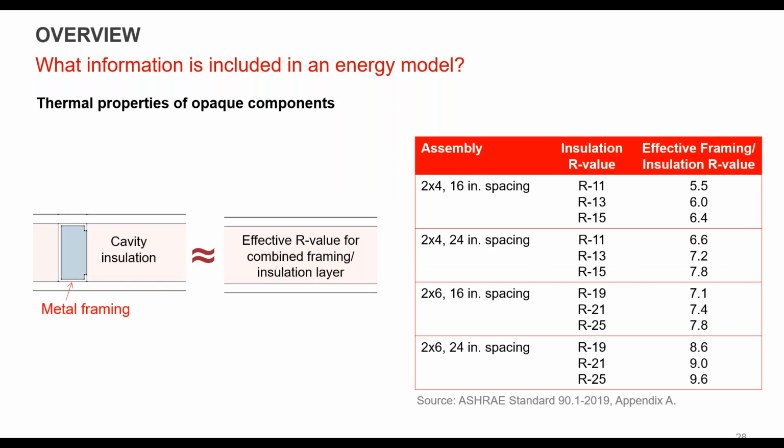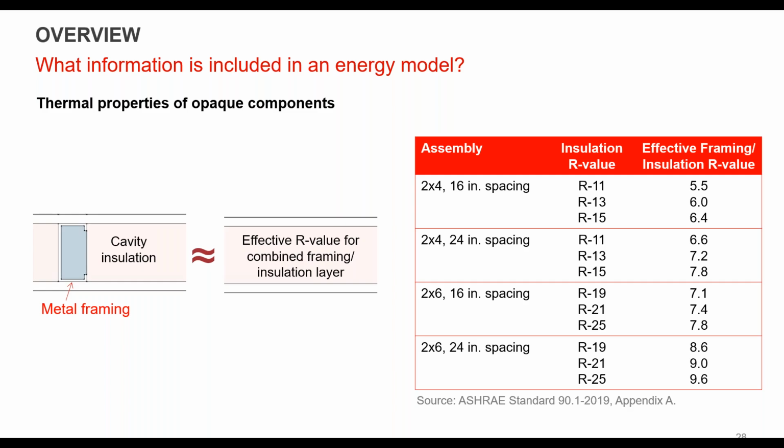So again, going back to the same sort of situation where you have cavity insulation. In this case, this is a metal framing, so a metal stud wall. If you were to put in the full cavity R value, you'd be overestimating the performance of the wall, right? So what you need to do is put in an effective R value for that layer.